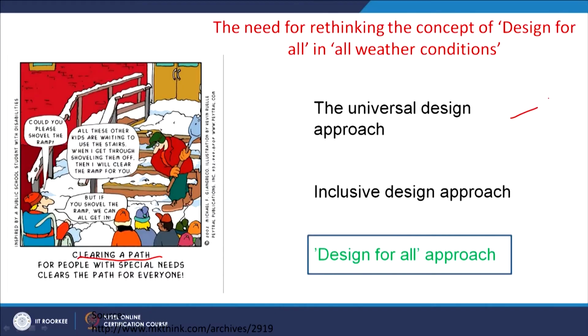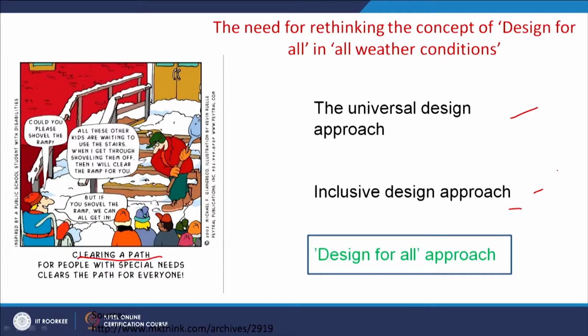One is the universal design approach, where there is kind of one solution for almost all the issues, so that everyone can access it. Whereas in the inclusive approach, there are solutions tailored for each particular issue, different solutions start emerging, and different stakeholders start taking part in it. And here I'm looking at a kind of design for all approach.